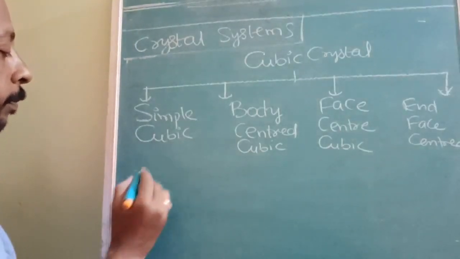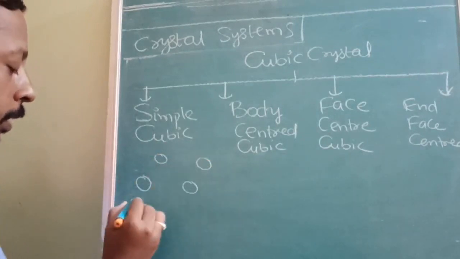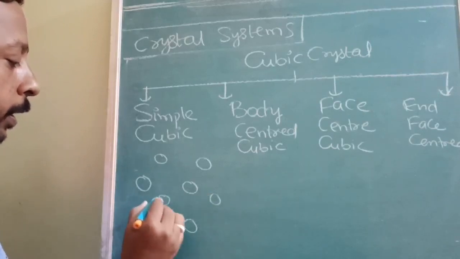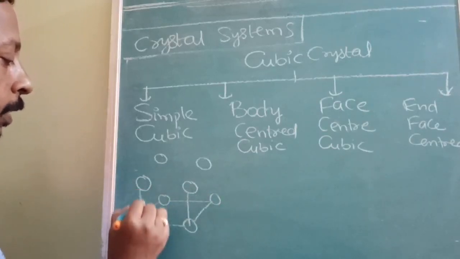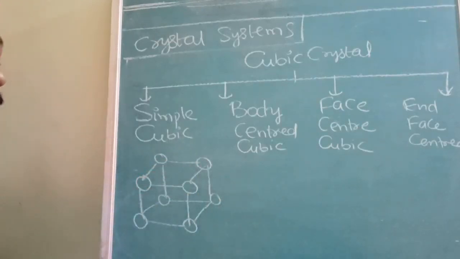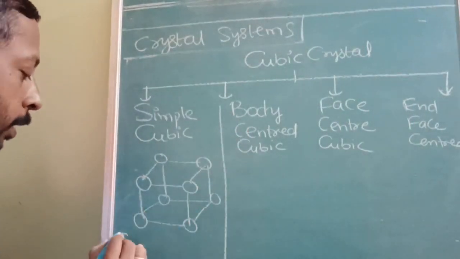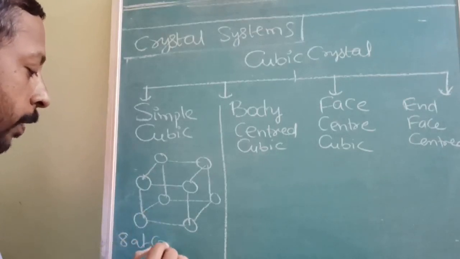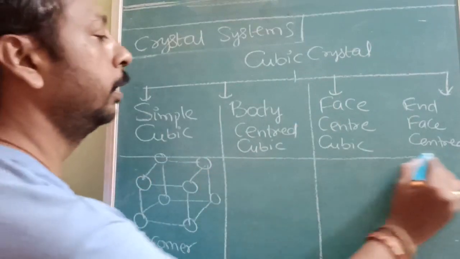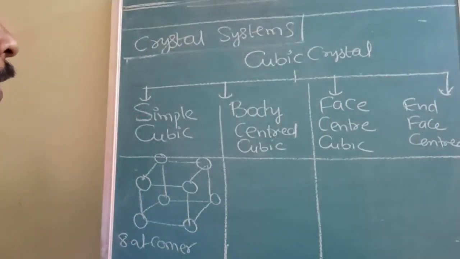Now in simple cubic, what happens? Whatever I am drawing, these are the lattice points. Lattice points are available only at the corners. Here I am writing clearly: 8 at corner. I will show you this with the animation. Up to here you should be able to see. Are you able to see it?